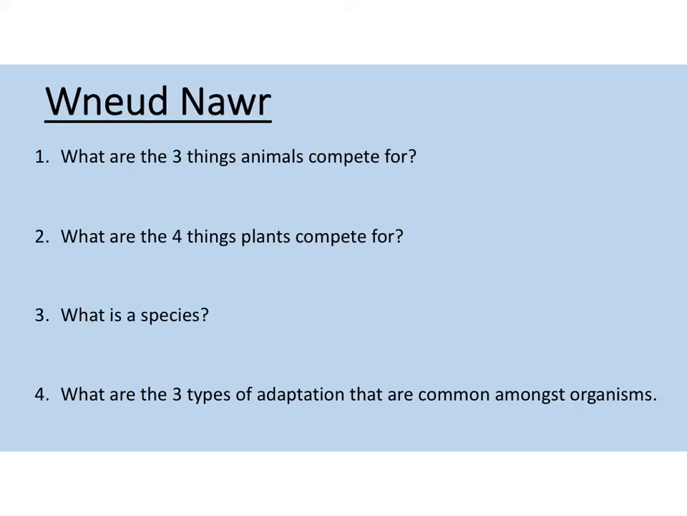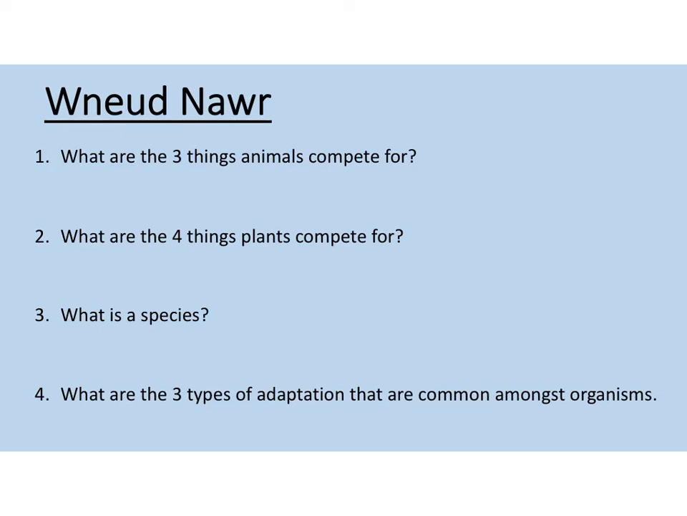So this is your do now activity for this lesson. There are 4 questions. It's talking about competition, what a species is, and what adaptations are. You've done all of these things in your previous lessons. So pause the video now, answer these questions in your class notebook assignment, and then come back and we'll go through the answers.